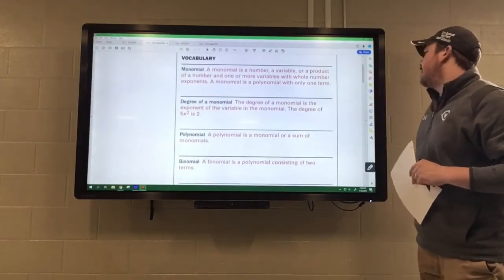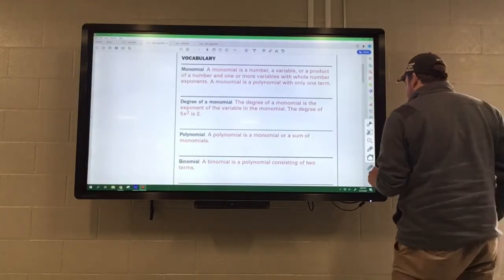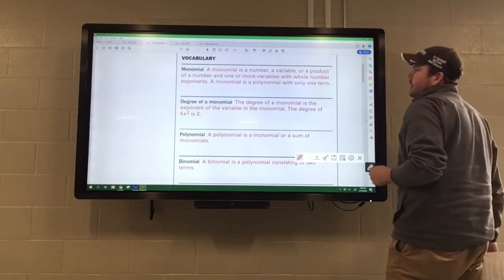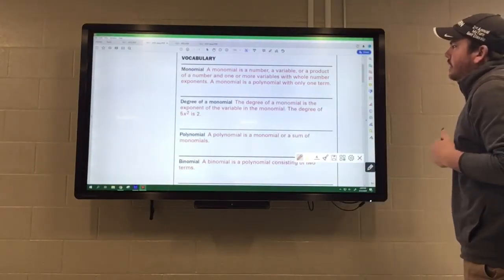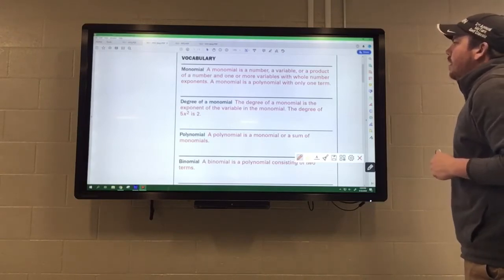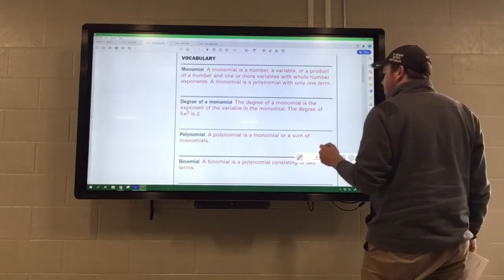First, we want to talk about a monomial, all right? A monomial is when we have just one term. So a monomial is a number, a variable, or a product of a number and one or more variables with whole number exponents. A monomial is a polynomial with only one term.